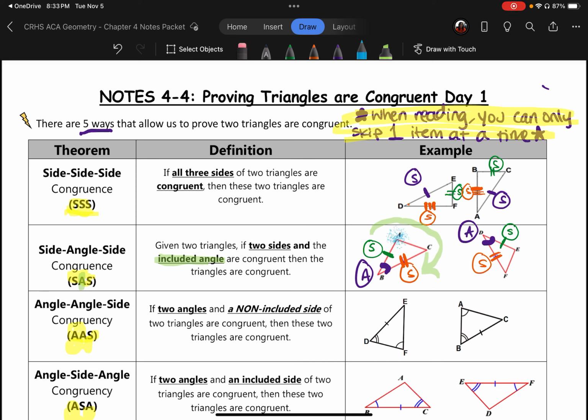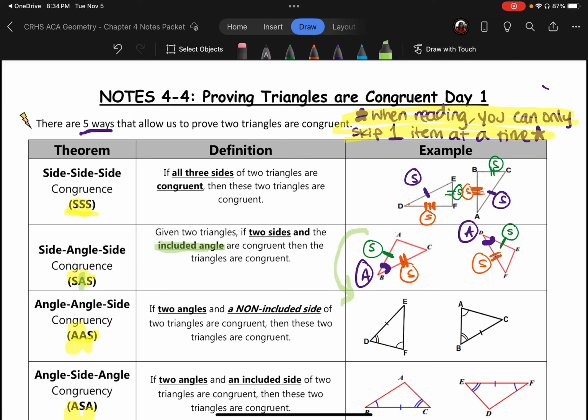That's 1. And then I'm skipping this side right here. That's 2. And then I'm skipping this angle right here. That's 3. I've skipped 3 items. The rule that we have when reading this is you can only skip one item at a time. So if I'm skipping more than one item going this direction, then that direction's not going to work. That means that I have to read it going the other way.